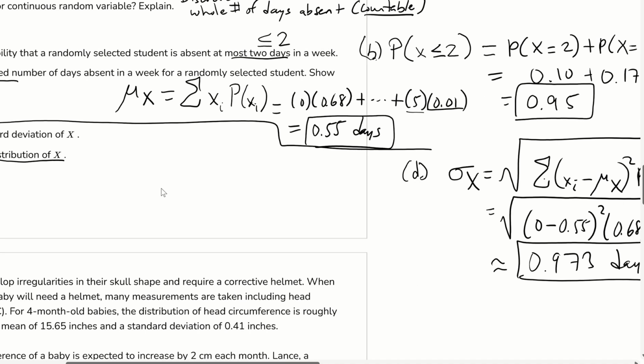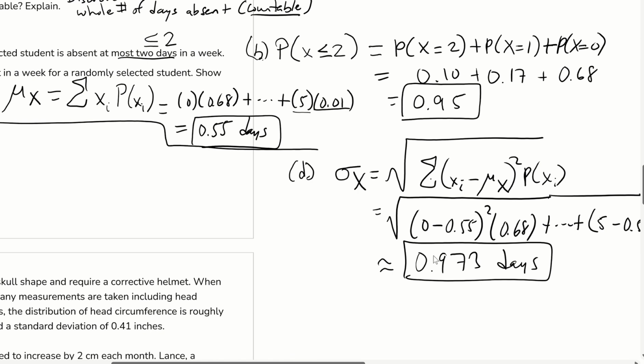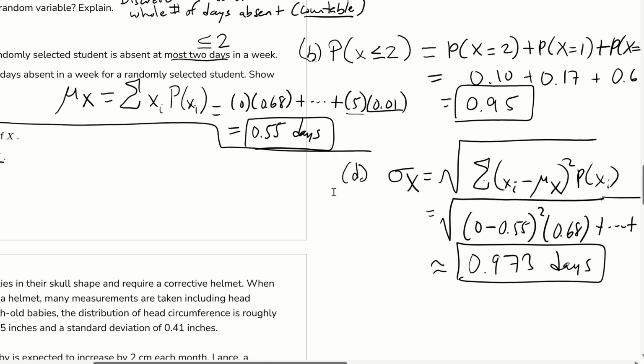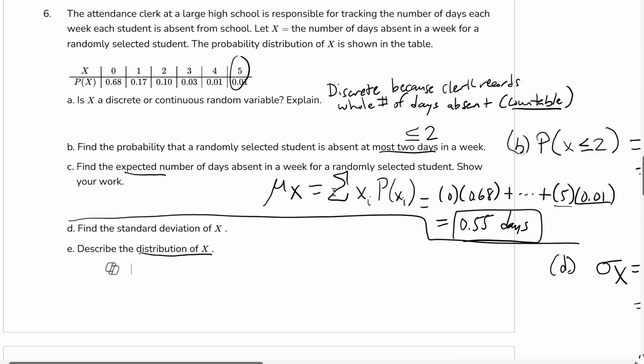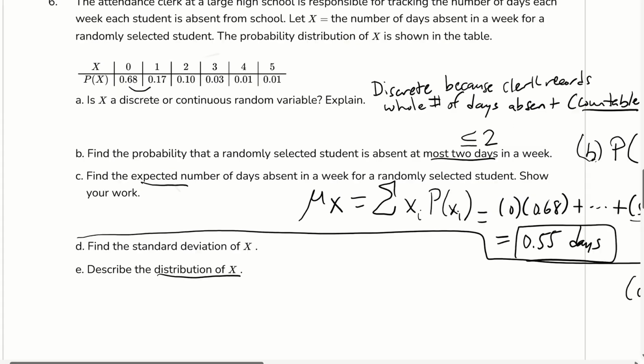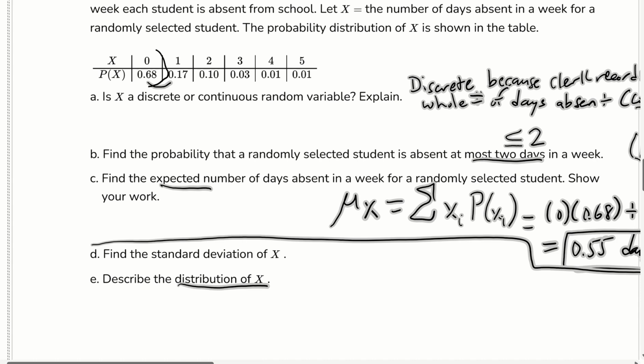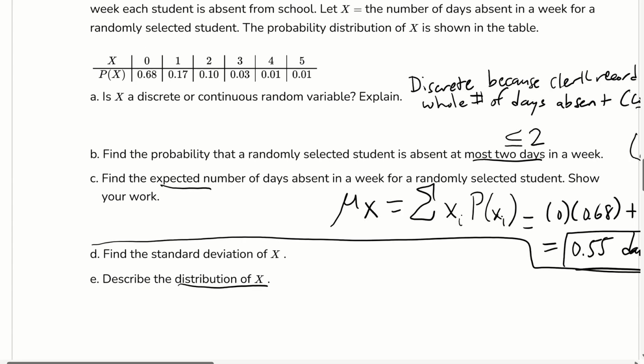We already know what the mean and the standard deviation are. However, let's go ahead and find the median. Remember, to find the median of a probability distribution, you basically have to keep adding the probabilities until you get to 50%, 0.50. Once you get 0.50 or higher, that particular x value is your median. Notice that if I go here, I'm already at 50%, 68%. So therefore, my median is 0.